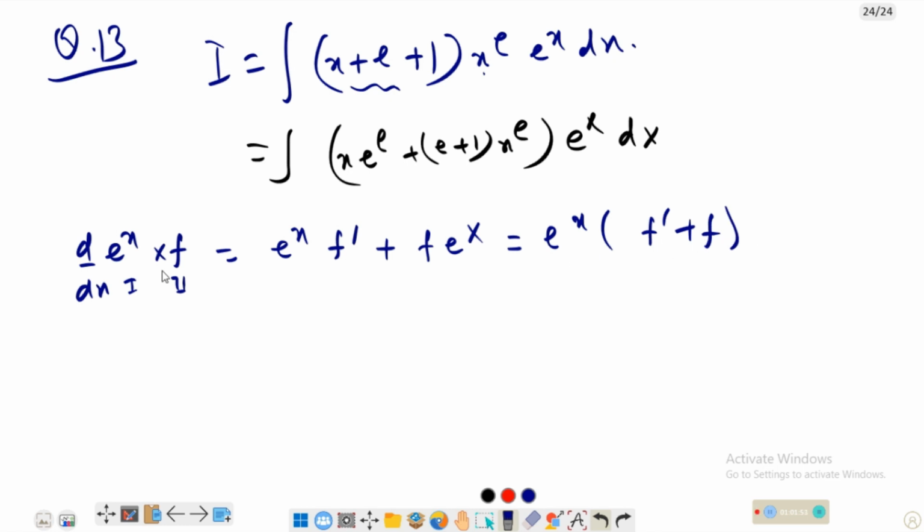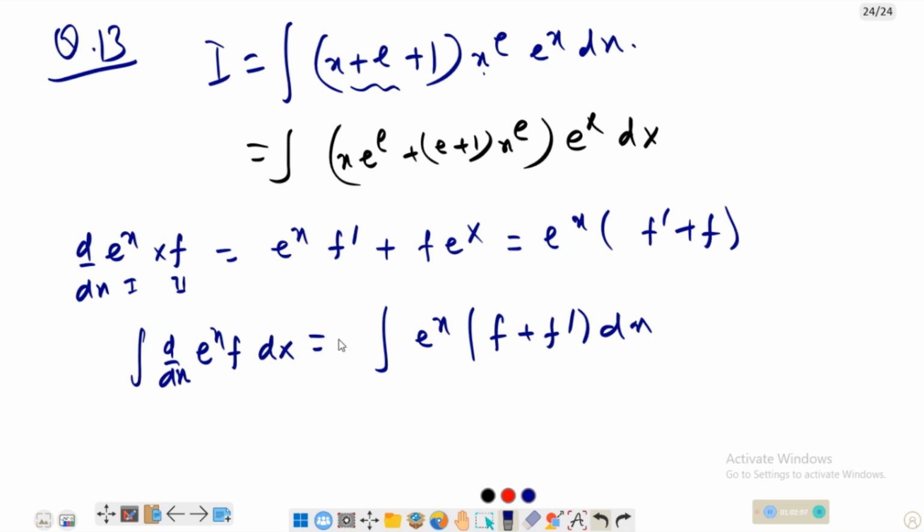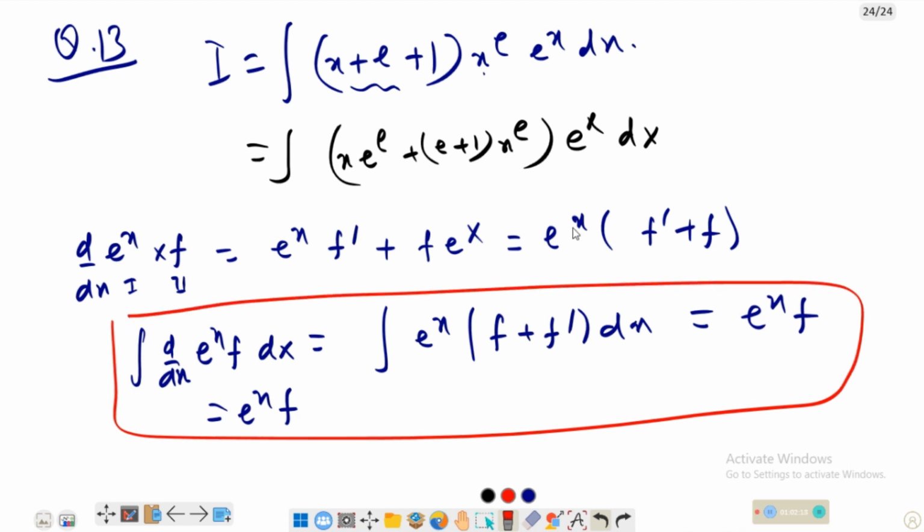Okay, so if we integrate both sides, so this is d over dx of e to the power x into f dx is equal to the integral of e to the power x into f plus f dash dx. Okay, so this is equal to, basically, e to the power x into f. Okay, so this integral I use to integrate this quantity. Okay, so this is e to the power x, and we need to find out what is f.